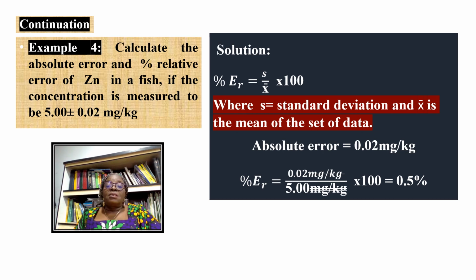So, from the work, we'll have our set of data, the mean, as 5.00. So we will use the absolute error and divide by the mean, and that will give us the percentage relative error. So the percentage relative error is equals to S over S bar times 100. Percentage relative error equals 0.02 milligram per kilogram over 5.00 milligram per kilogram times 100. The result is 0.5%.